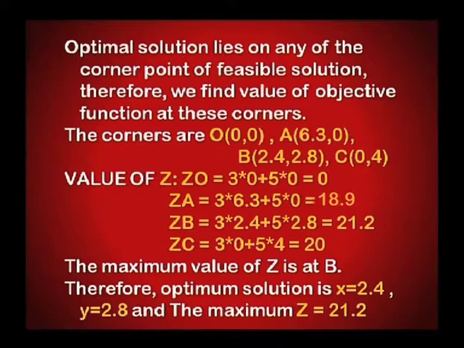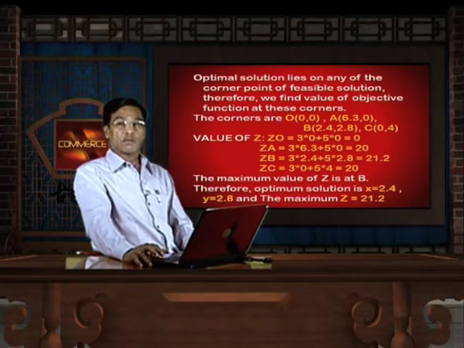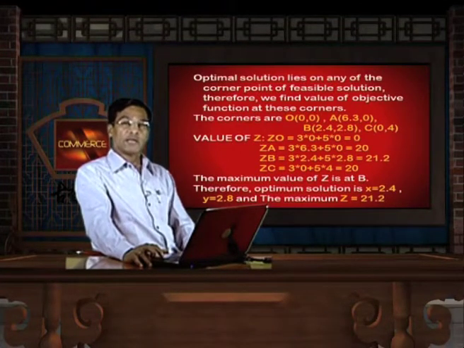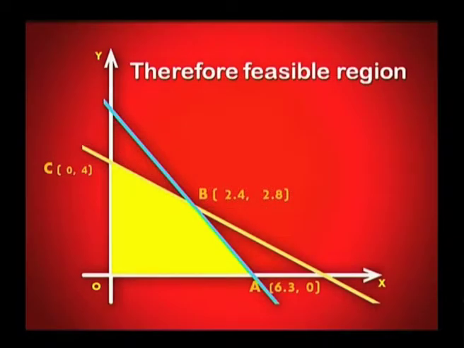The maximum value of z is at B. Therefore, the optimum solution is x equals 2.4 and y equals 2.8, and the maximum value of z is 21.2. Here in this method, we have obtained the feasible region and the value of z at all the corners of the feasible region.